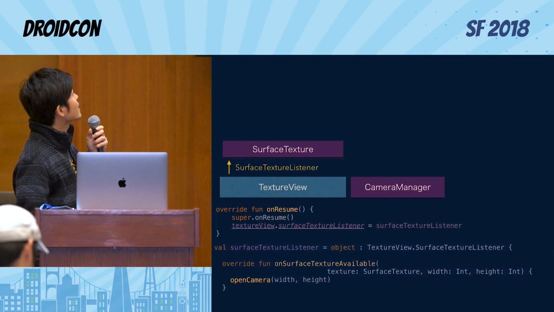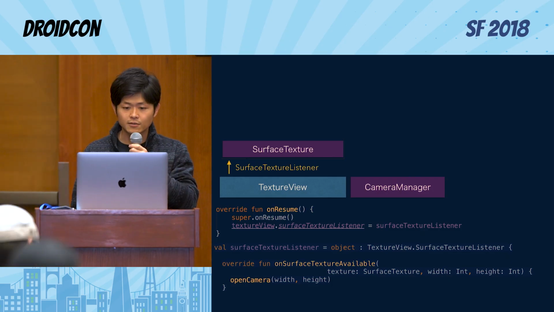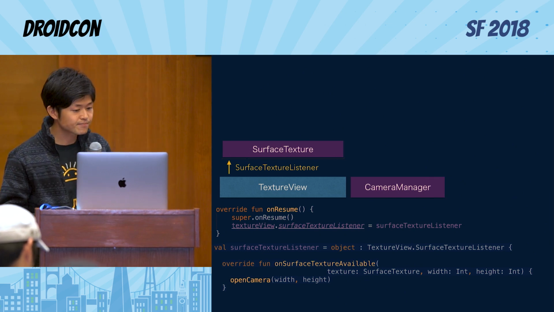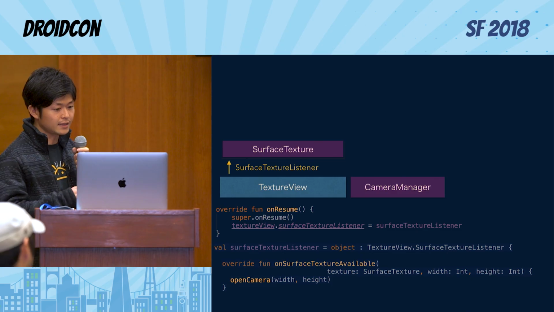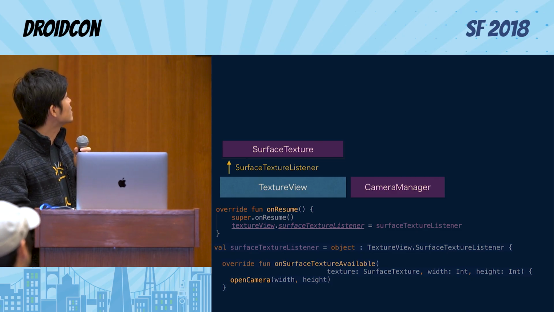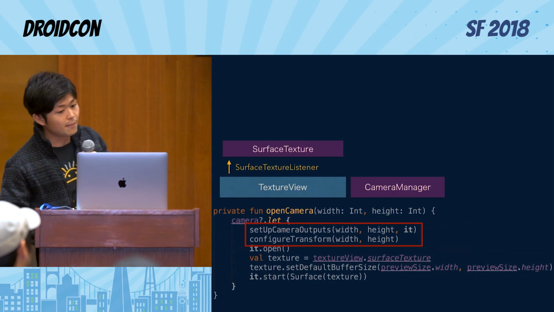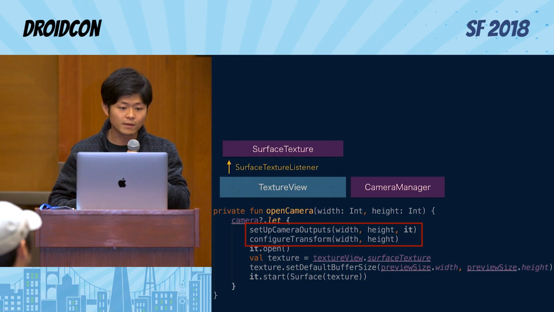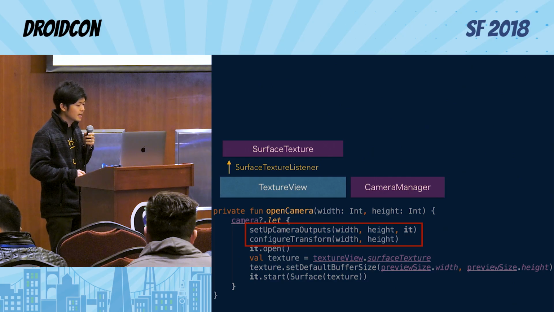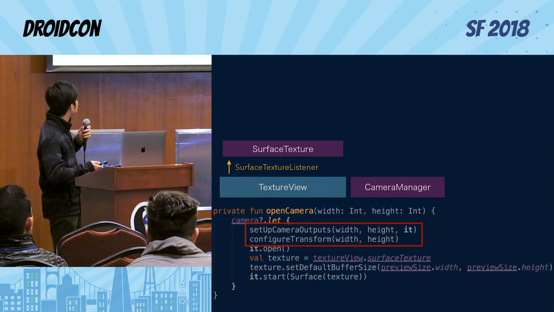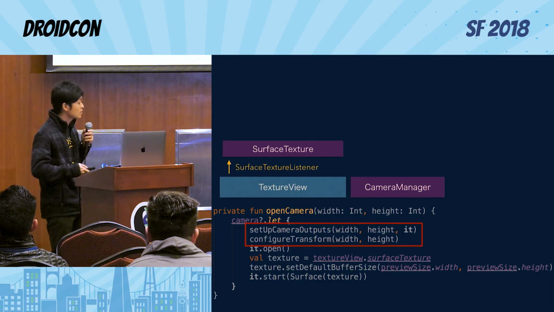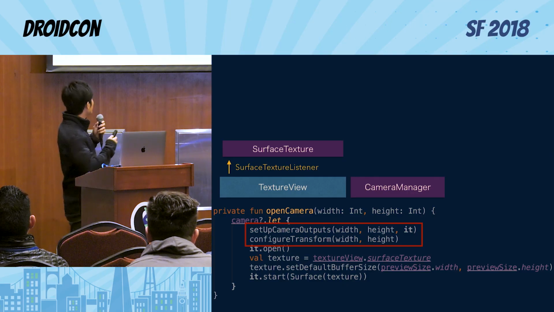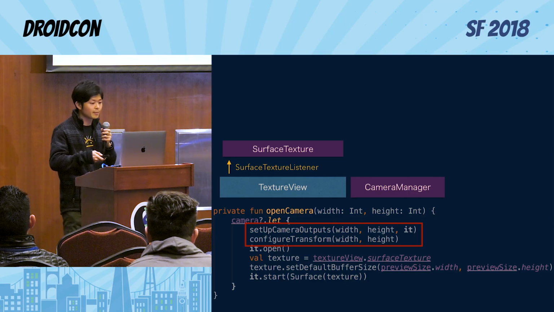The first callback we will see is the surface texture listener. This listener calls onSurfaceTextureAvailable when the texture view surface is ready. Let's look at what we're doing inside this open camera method. Here we're doing multiple things, so I'm going to look into it one by one. The first one is set up camera output, which means we calculate the preview size based on the size of the texture. That's why we are giving width and height as parameters.